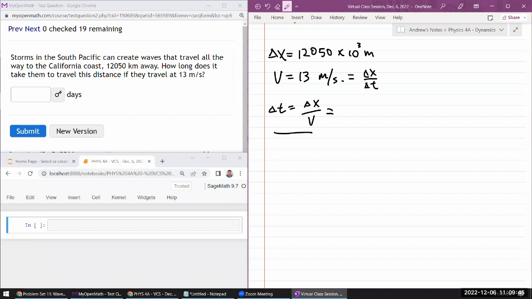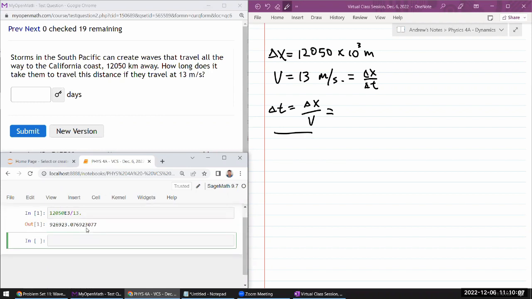I guess the main thing you have to do is, I will get an answer in seconds when I do that, and I'll have to answer in days. So we'll do that conversion manually. So we have delta x, 12,050 times 10 to the 3 meters, divided by speed, 13 meters per second. Let me make sure it'll do decimal approximation. Okay, so I have my time of 9.269 times 10 to the 5 seconds.